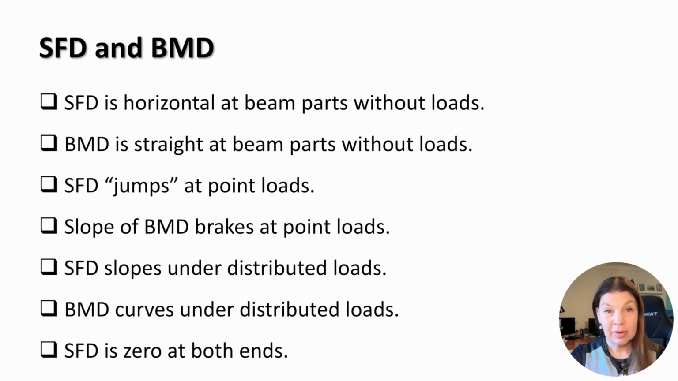Let's now quickly summarize the features of the shear force and bending moment diagrams we've seen. The shear force diagram is horizontal at beam parts without loads. The bending moment diagram is straight and inclined at beam parts without loads. The shear force diagram jumps at point loads. The slope of the bending moment diagram breaks at point loads. These breaks are clockwise where the shear force diagram decreases and counterclockwise where the shear force diagram increases.